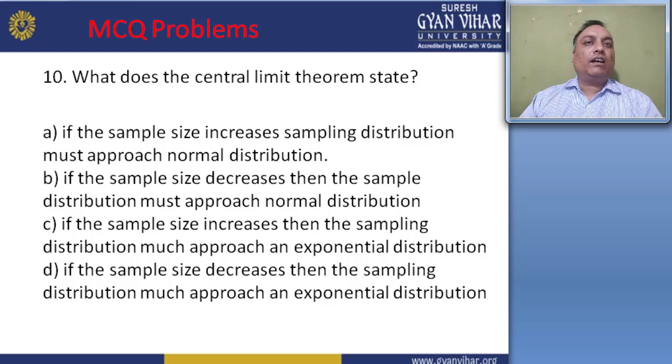This is the last question of this lecture series. What does the central limit theorem state? A is the correct answer. If the sample size increases, the sampling distribution must approach a normal distribution. If the sample size decreases, then the sampling distribution must approach a normal distribution. If the sample size increases, the sampling distribution must approach an exponential distribution. If the sample size decreases, the sampling distribution must approach an exponential distribution.